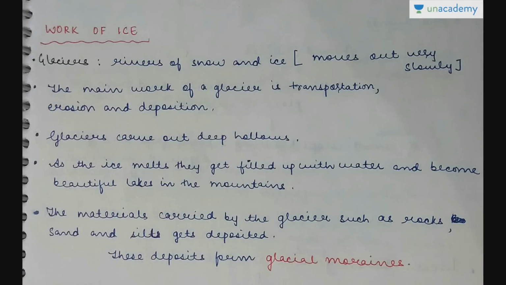Now the work of ice. So what are glaciers? They are rivers of snow and ice, and they move very slowly. Now the main work of a glacier is transportation, erosion and deposition, and they also carve out deep hollows, and when the ice melts, they get filled up with water. So these hollows are made by the work of the glaciers. Now when the ice melts, these hollows will be filled up with water, and they will become beautiful lakes in the mountains.